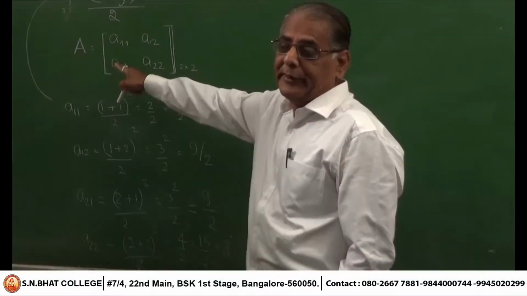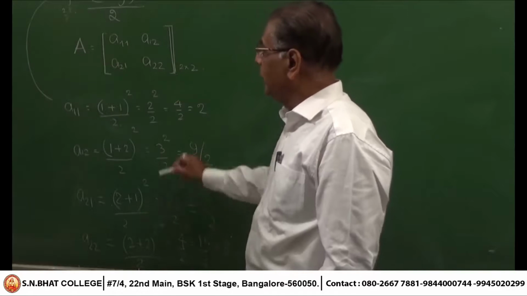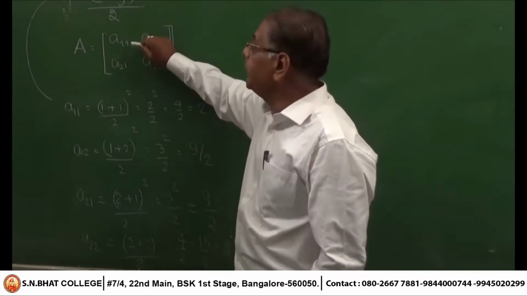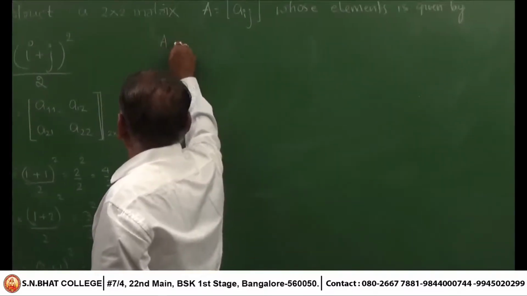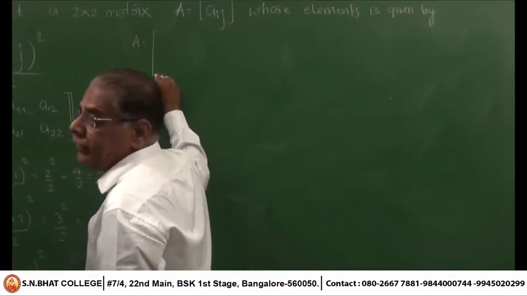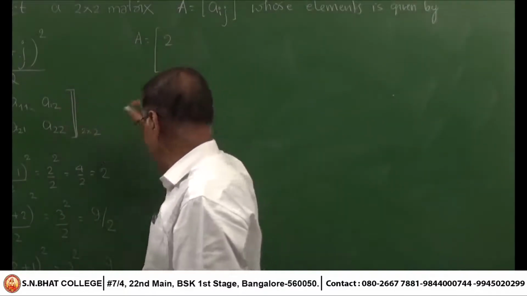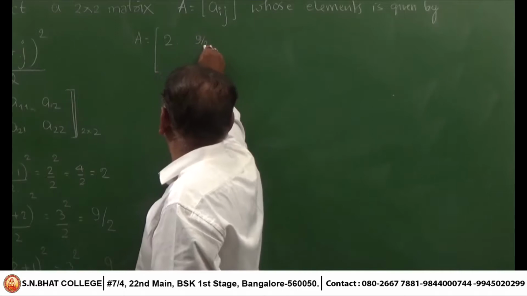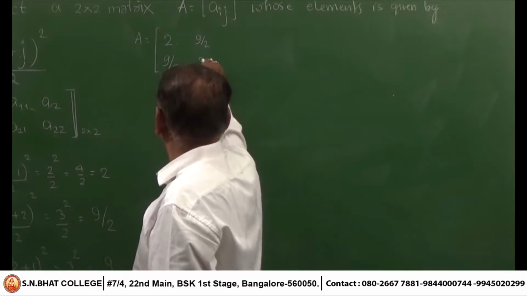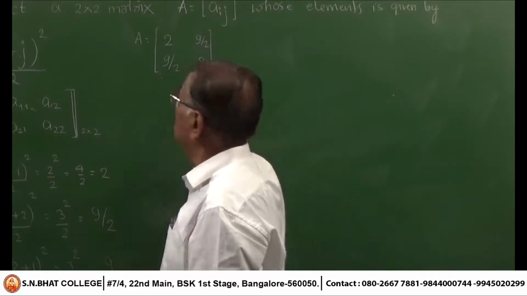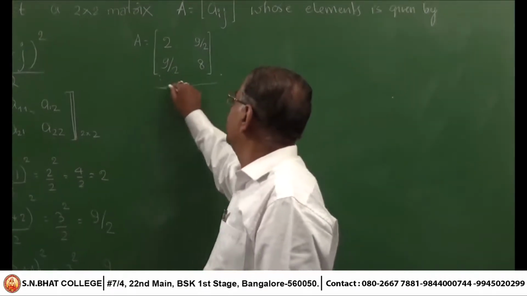Now we have to write the matrix. Everybody is calculating all these 4 elements while doing the problem. But if you are not substituting in this matrix, you will get 0. Therefore, the 2 cross 2 matrix A is nothing but the final answer. A11 is nothing but 2. A12 is nothing but 9 by 2. A21 is nothing but 9 by 2. A22 is nothing but 8. This is the final answer.